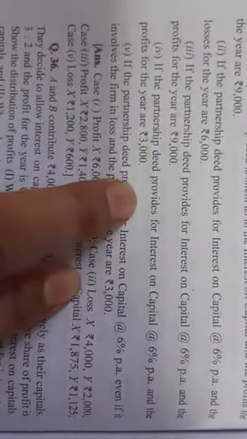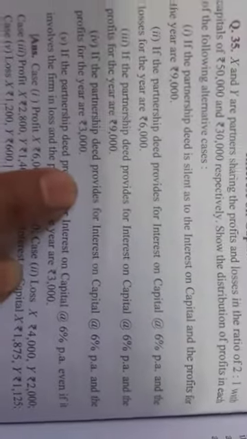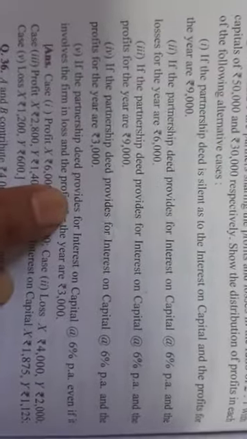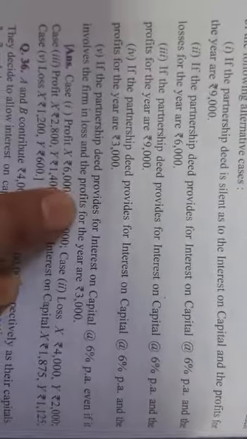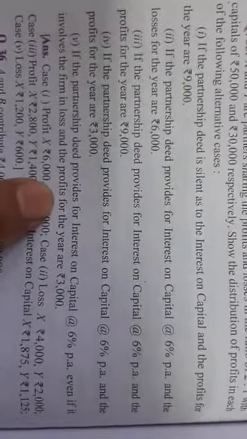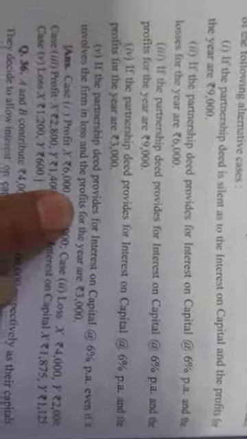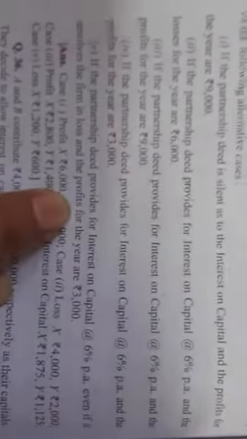Case number 4: if the partnership deed provides for interest on capital at the rate of 6% per annum and the profits for the year are rupees 3,000. And case number 5: if the partnership deed provides for interest on capital at the rate of 6% per annum, even if it involves the firm in loss, and the profits for the year are rupees 3,000.